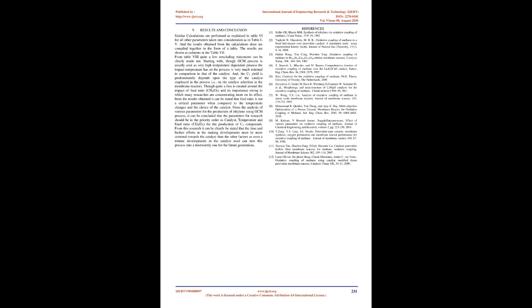From the analysis of various parameters for the production of ethylene using the OCM process, it can be concluded that the parameters for research should be in the priority order of catalyst, temperature, and feed ratio, CH4/O2, for the production of C2 compounds. From this research it can clearly be stated that the time and further efforts in making developments must be more centered towards the catalyst than the other factors, as even minute developments in the catalyst used can turn this process into a trustworthy one for future generations.